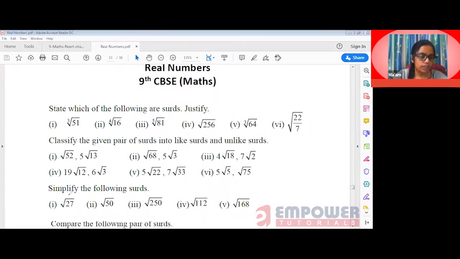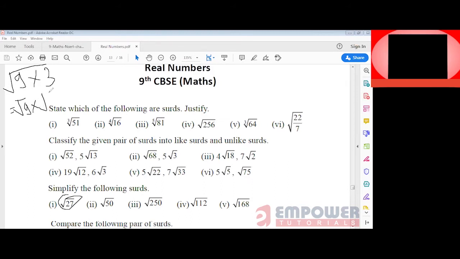So this is root 27. Okay, so root 27 can I write in this form, 9 into 3, right? So this I can also write as root 9 into root 3, right? Because I can do the multiplication of two irrational numbers. So root 9 into root 3 will be equal to root 27, right? So I can write in this form also.